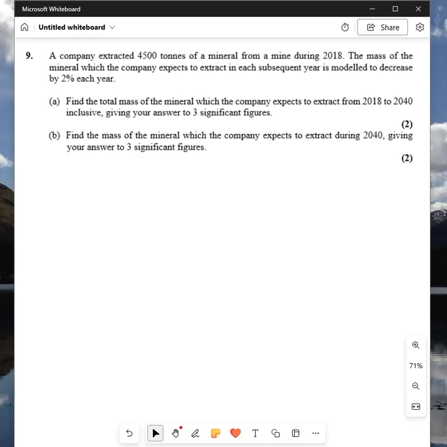Question. So it says a company extracted 4,500 tons of mineral from a mine during 2018. The mass of mineral the company expects to extract in the subsequent year is modelled by a 2% decrease. So find the total mass of the mineral which the company expects to extract from 2018 to 2040. Give your answer to three significant figures.